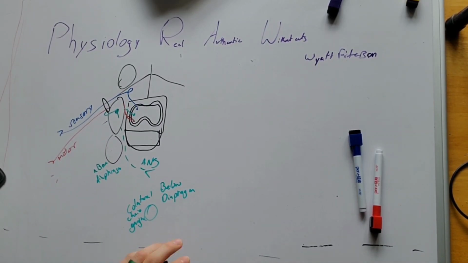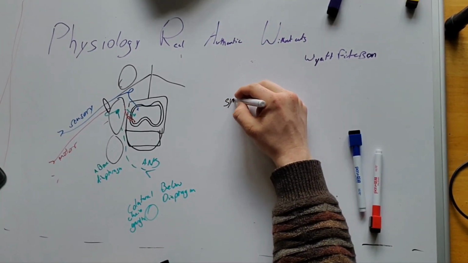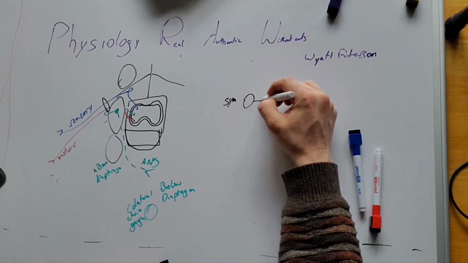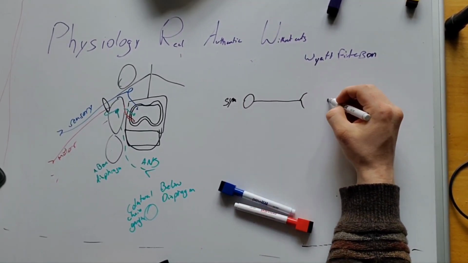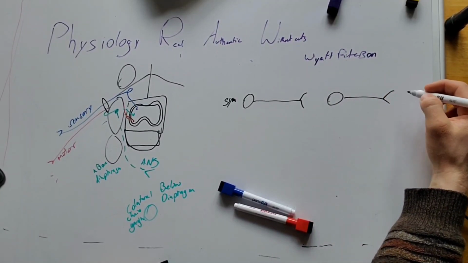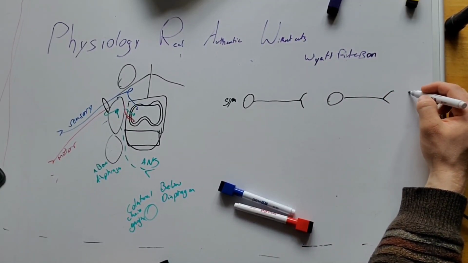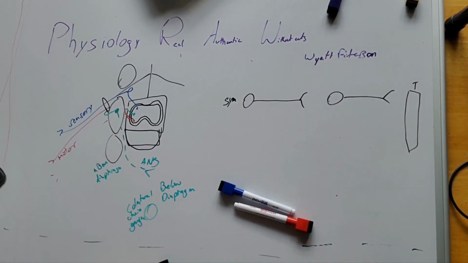So here's a little, let me do a little diagram. So we got our sympathetic, and these aren't to scale because there's a little bit of a size discrepancy. And then we got like a target. I'll just put it all together. Target. Can you see that still?